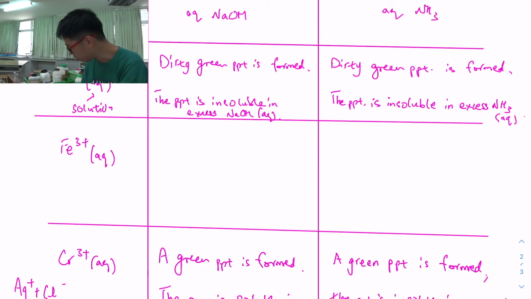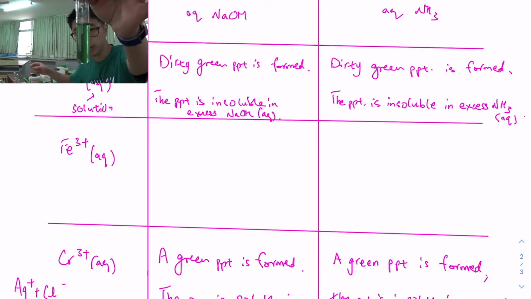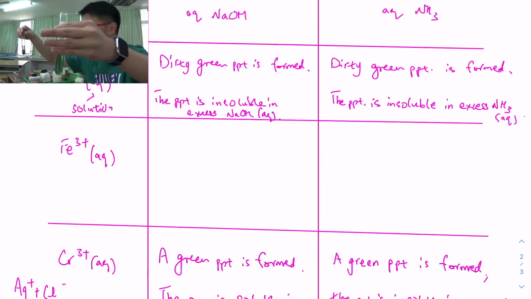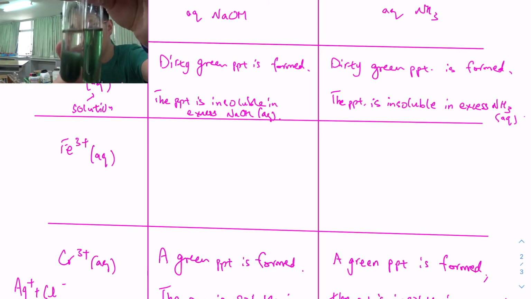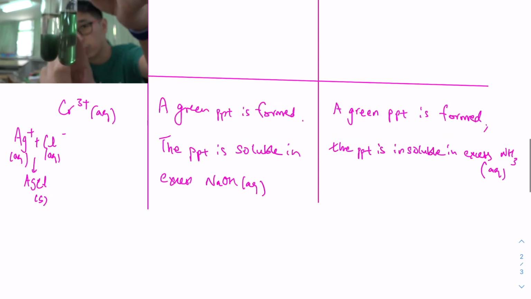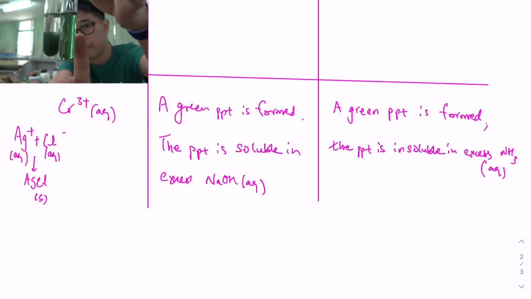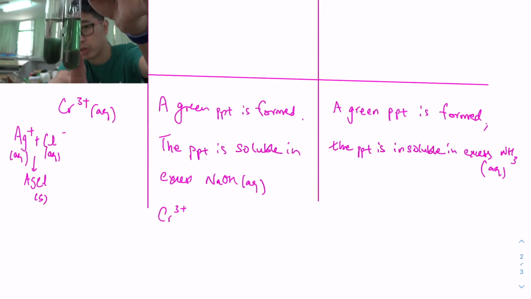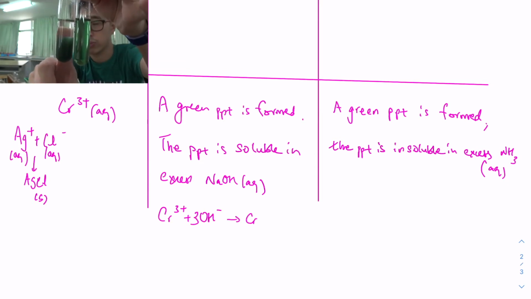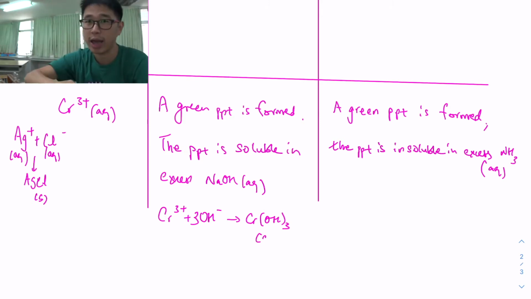And this is how you can distinguish between the dirty green precipitate for the iron 2+. This was the chromium 3+ in excess NaOH. This was the iron 2+ in excess NaOH. They remain insoluble. The solid settles at the bottom. This one is chromium 3+. The precipitate that you formed initially was chromium 3 hydroxide that dissolved in excess hydroxide. The iron 2 hydroxide is insoluble in excess hydroxide.